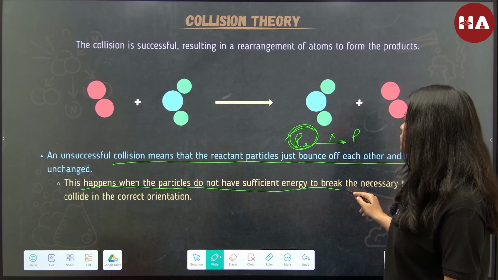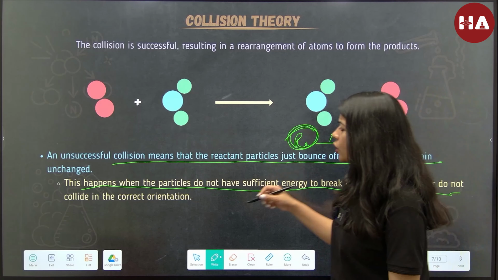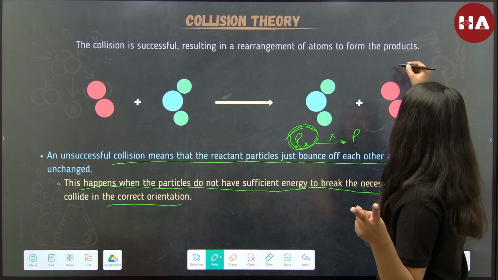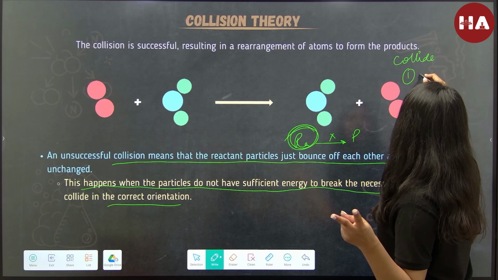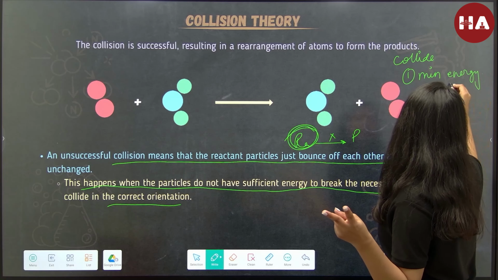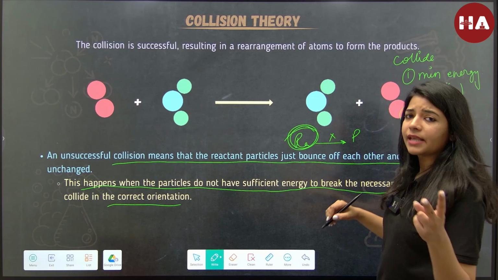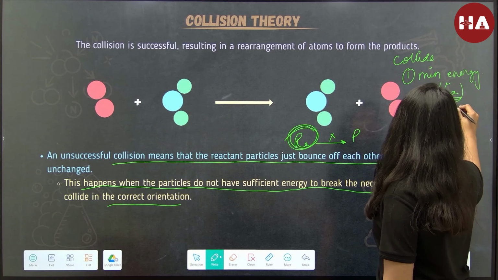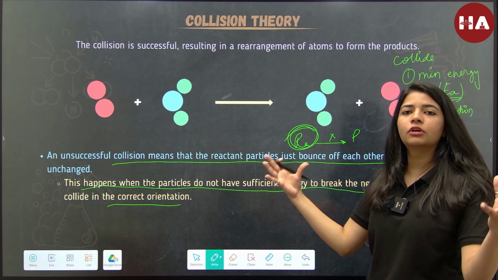This happens when the particles do not have sufficient energy to break the necessary bonds or do not collide in the correct orientation. So 2 very important things we can say from here: the particles collide, but collision itself will not help. One, they should have the minimum energy, which is known as activation energy. In short, I can write it like this. So they should have this minimum energy, known as activation energy. And second, they should have the correct orientation. Orientation is also very important. Correct orientation is very important for the reactants to convert into product when the particles collide.